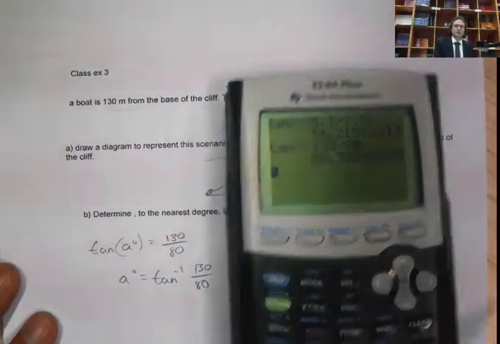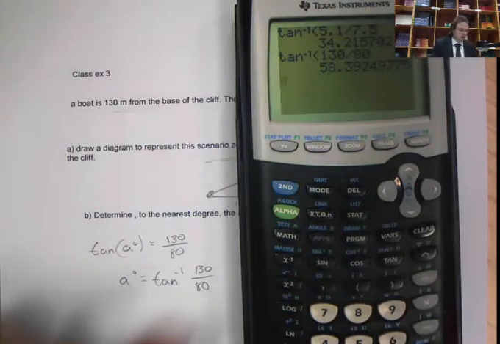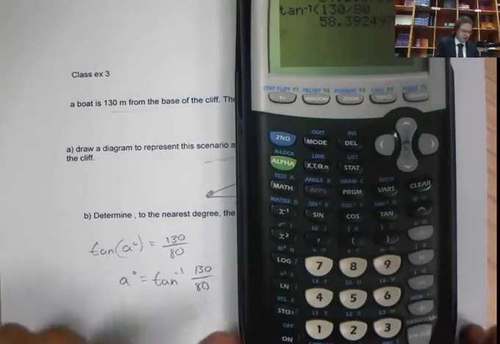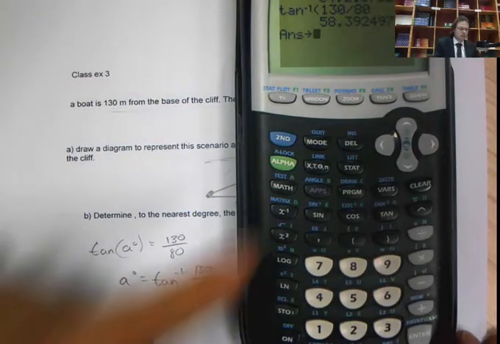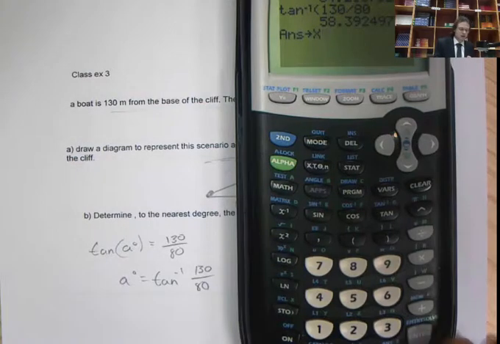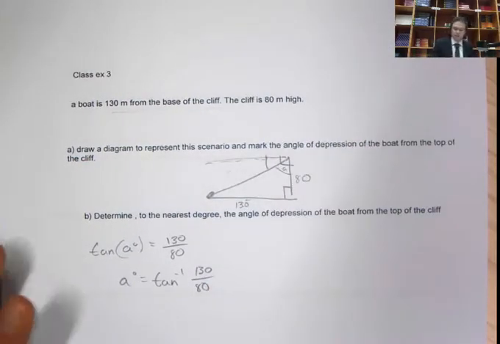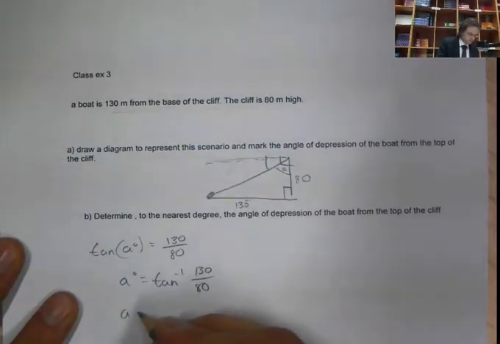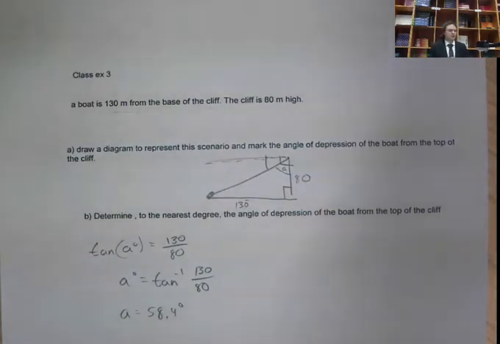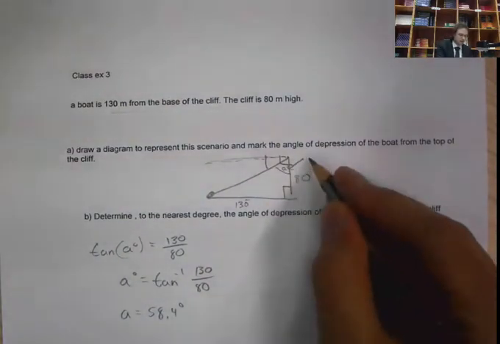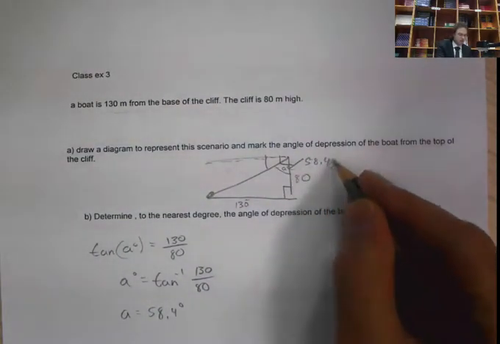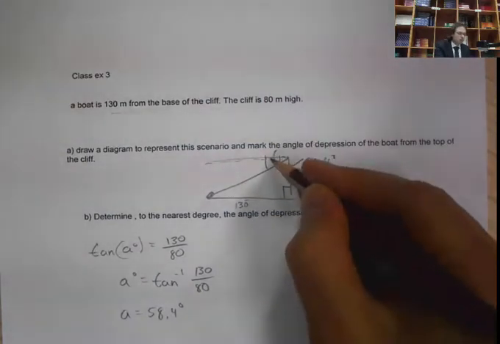I'm going to store this as x. I'm going to show you how I'm going to do that. I hit the store button way down here. Okay? And then I'm going to hit this button right here, store as x. So then now whenever I hit x, it's going to give me that angle. So I have 58.4. Okay? So I know this part here is 58.4 degrees. But I want to know this part here.